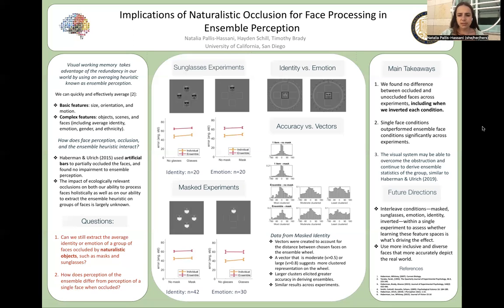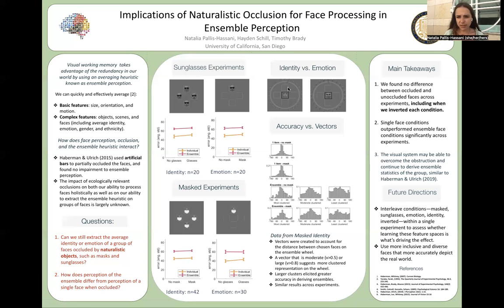What happens when we see things that are more naturalistic, such as masks and sunglasses? Do we still see the same results that Haberman and Ulrich saw? Which led us to conduct an experiment where we tested both the identity processing and emotion processing of faces that were occluded by sunglasses or masks. Participants were shown either a single face for the sake of control or an ensemble of 4 faces that differed in either their identity or emotion. And then they were asked to select the face that they saw on the wheel.